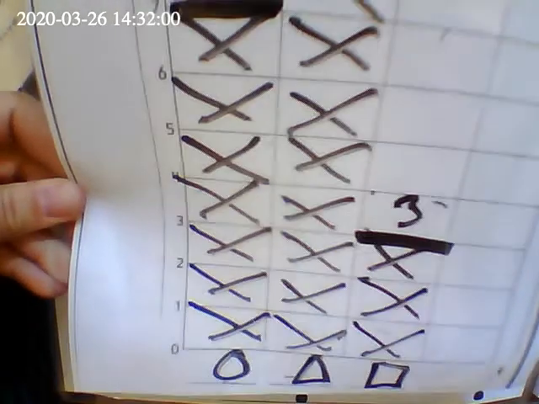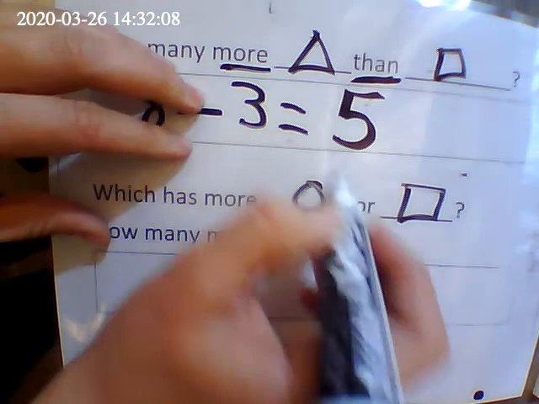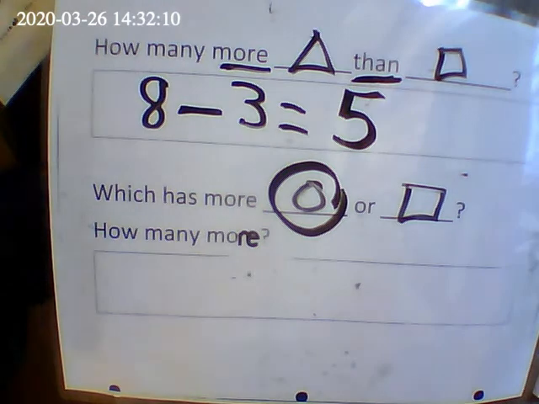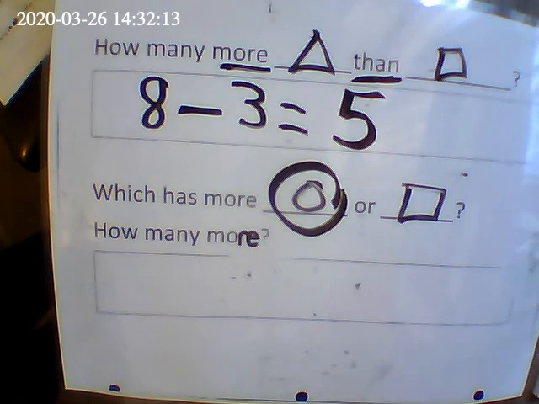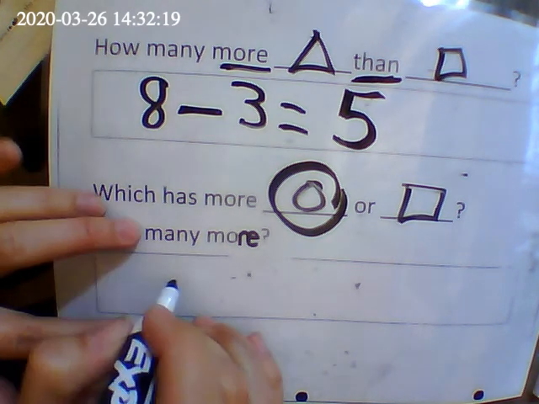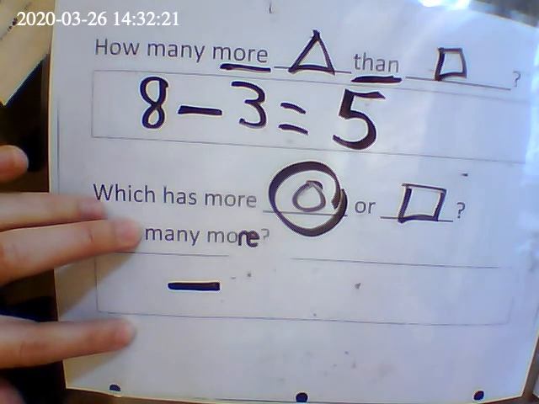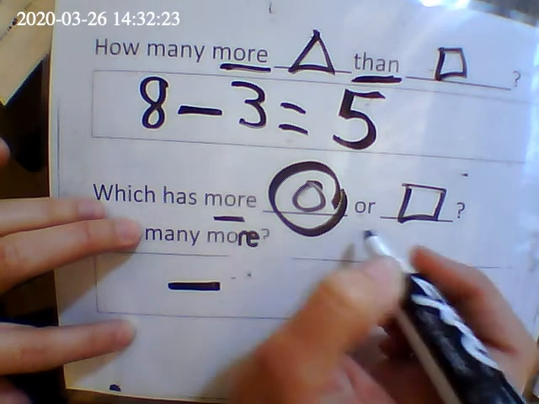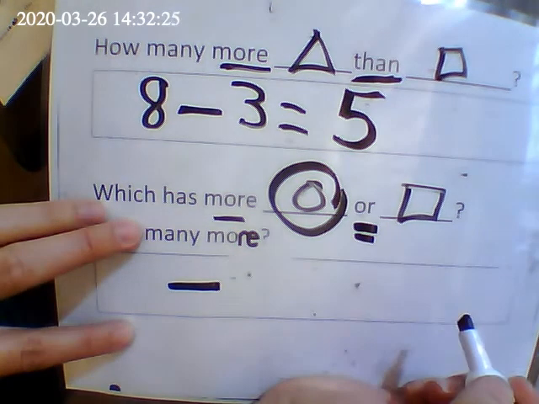So let's look at our chart again. How many circles do we have? 7 circles, and we have 3 squares. So circles is the bigger one. And now that we know that, are we adding them or subtracting them? I hope you said minus or subtraction. And the reason we know that is because when we see that more and or, we are comparing again.